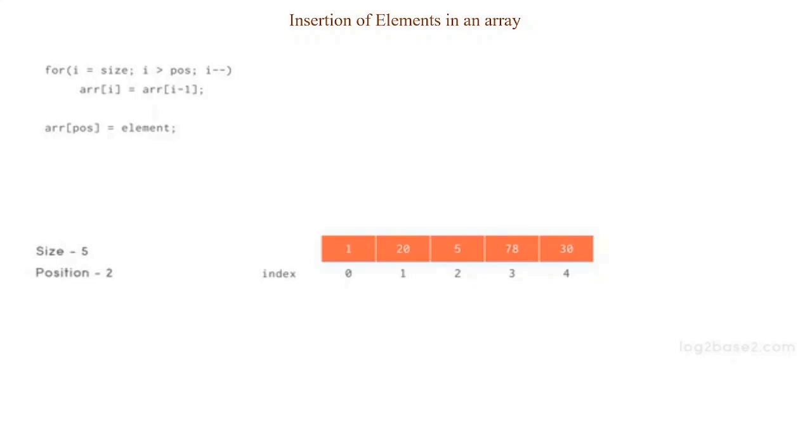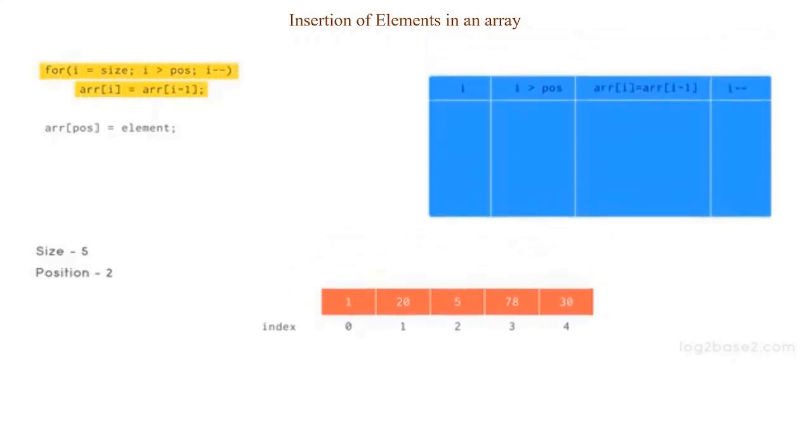Let's see how the code works. This for loop will execute as long as the condition i greater than pos is true. When it becomes false, it exits the for loop. For i is equal to size, that is i is equal to 5, first it checks whether i is greater than 2. The condition is true. So array of 4, that is 30, is moved to index 5.